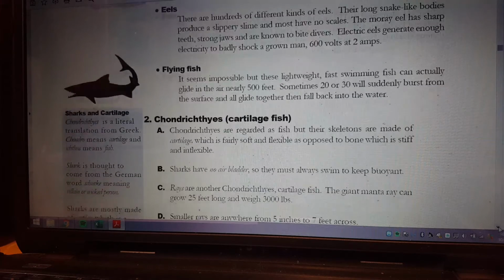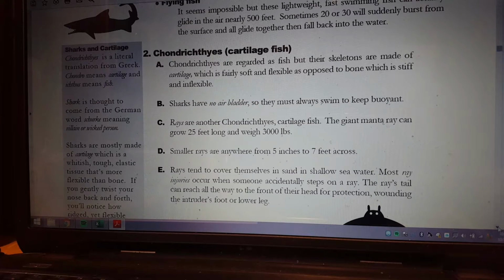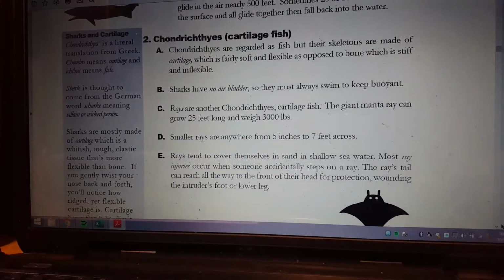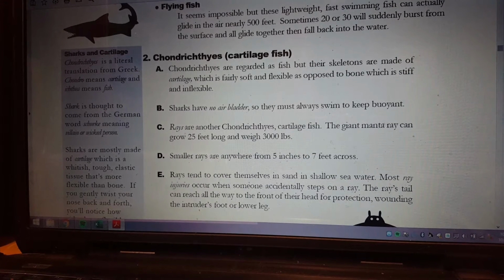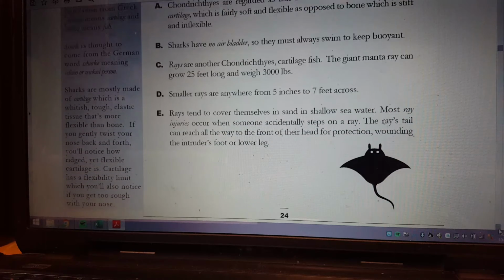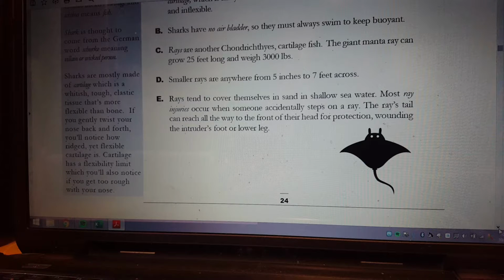All right. And before we read about the cartilage fish for number 2, the chondrichthyes, let's look over here on the side at the sharks and cartilage box. It says, chondrichthyes is a literal translation from Greek. Chondro means cartilage, and ichthys means fish. Shark is thought to come from the German word Schurke, meaning villain or wicked person. Sharks are mostly made of cartilage, which is a whitish, tough, elastic tissue that's more flexible than bone. If you gently twist your nose back and forth, you'll notice how rigid yet flexible cartilage is. Cartilage has a flexibility limit, which you'll also notice if you get too rough with your nose.